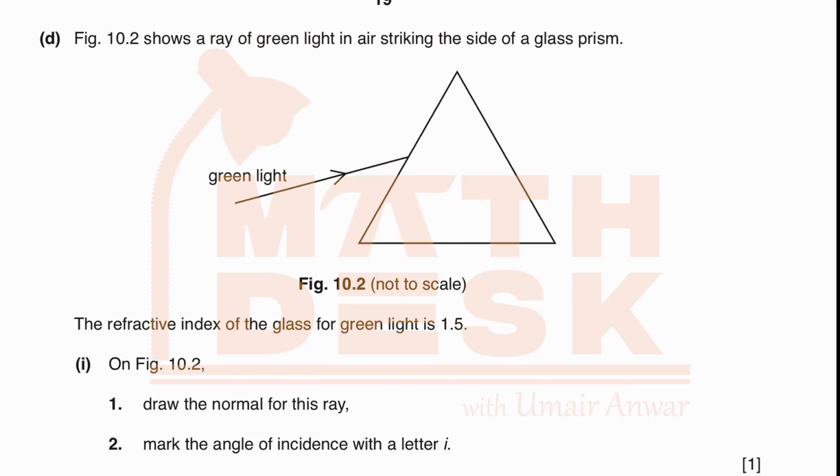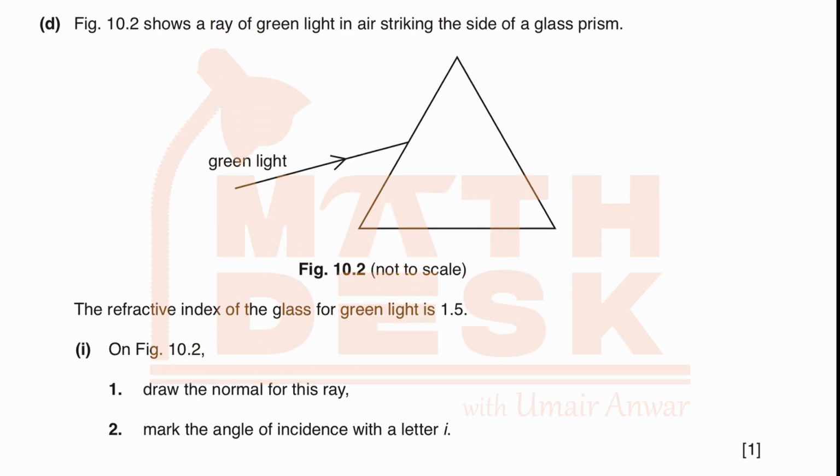Okay, the next part says figure 10.2 shows a ray of green light striking the side of a glass prism. So we have green light which is striking the glass prism. This is the prism that we have, and we have a single color light over here. So the refractive index of the glass for green light is 1.5. On figure 10.2, draw the normal for this ray. Mark the angle of incidence with the letter I.